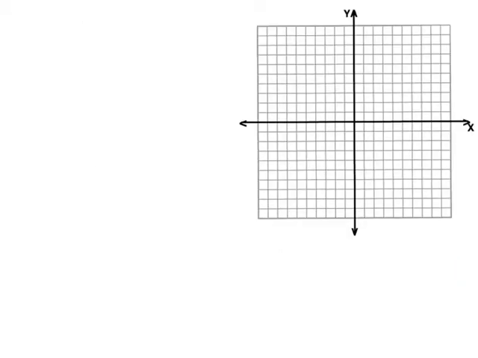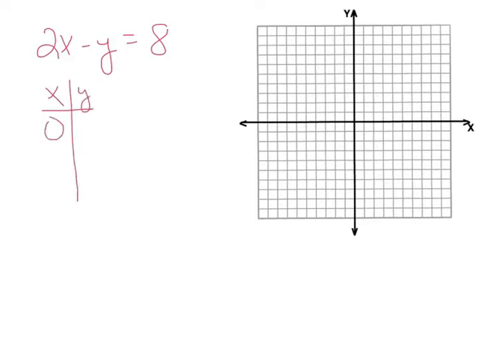Let's try one more of those. 2x minus y equals 8. Put in a 0 for x, and we'll put in a 0 for y. Those will be our 2 points. Remember, when you're putting in a 0 for x, you're really finding the y-intercept, and when you put in a 0 for y, you're really finding the x-intercept. So be careful with that.